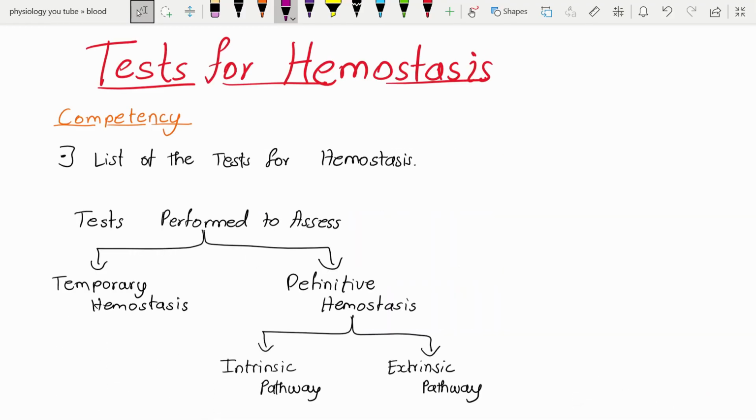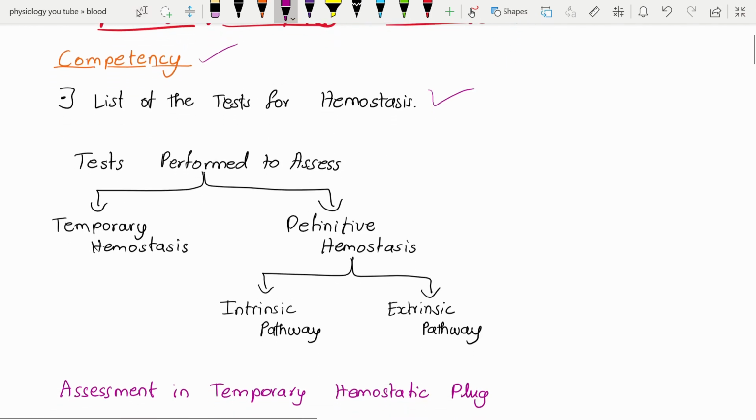Going to explain you about the tests for the hemostasis. Competency: list the tests for the hemostasis. We are going to perform the test to assess the temporary hemostasis and the definitive hemostasis. In definitive hemostasis, to get to know about the intrinsic pathway defective or the extrinsic pathway defective or not.